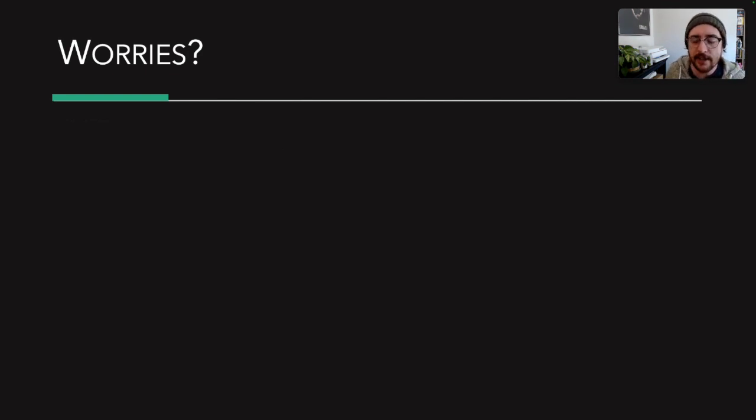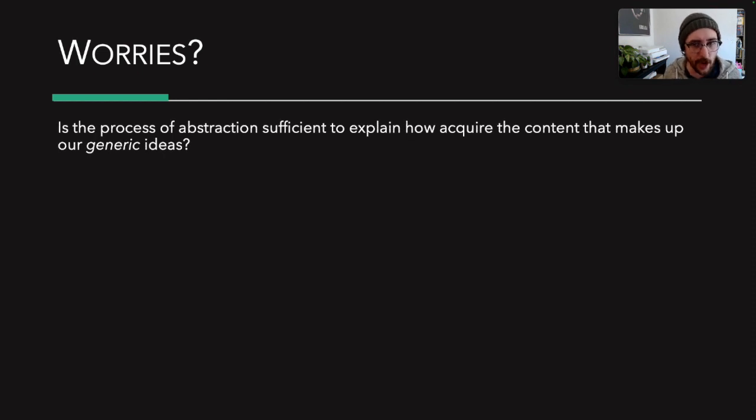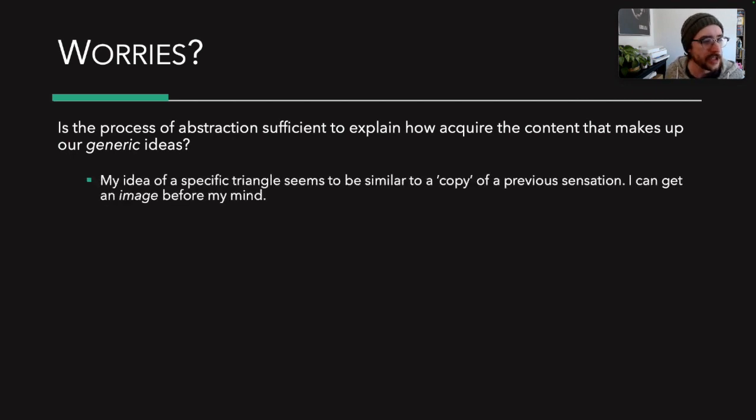But there are some other ideas in our mind that are a bit worrisome for the empiricist. So is the process of abstraction that Locke describes actually sufficient to explain how we acquire the content that makes up our generic ideas? So my idea of a specific triangle does seem to be similar to a copy of a previous sensation, as Hume says. When I imagine a triangle, I understand this claim that it seems like a faint copy of a previous triangle that I might have seen. It seems very similar to actually seeing a triangle, just not quite as vivid. And so I can get this image before my mind almost.